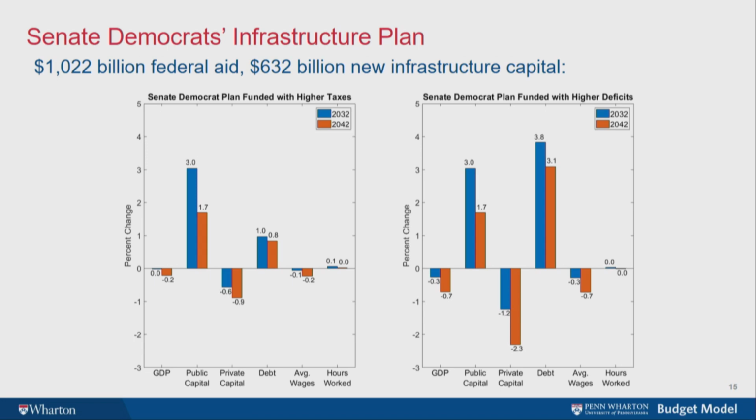So in 2032, we've lost more than 1% of private capital, and by 2042, we're nearly down to 2.5% of private capital. This is a very big negative effect on GDP. It's reflected in significant losses in both GDP and in average wages. So the important thing to know is even though the Senate Democrats are using distortionary taxes to finance their infrastructure plan, financing with deficits is still much worse, and that's exactly what I think Kent showed earlier in his analysis of the tax plans.